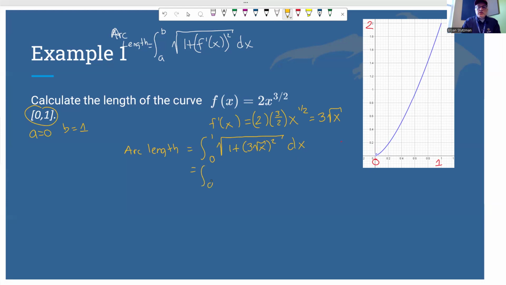which is 1 plus 3 squared is 9. The square root of x squared is x, as long as x is all positive, and it is between 0 and 1. All right, the way we're going to find this integral is we're going to do u substitution. U is 1 plus 9x. So du is 9 dx. I don't have a 9 dx, but I can make a 9 dx by multiplying and dividing by 9.